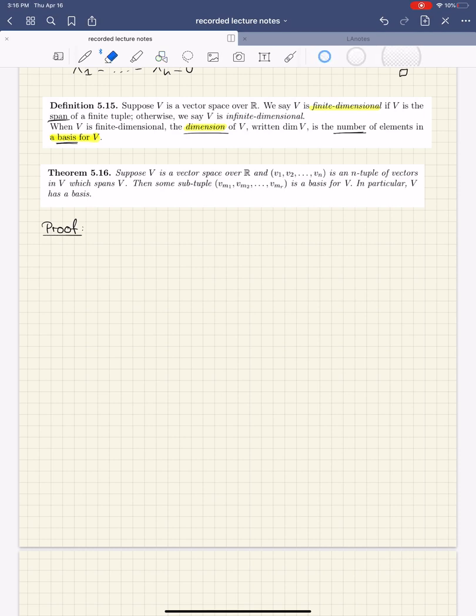So first, what we do is we're going to construct a subtuple that is linearly independent. That will satisfy the first part of the definition, and we're going to choose it in a way that it's maximal with this property. And then this maximality should imply that it's actually also a spanning set.